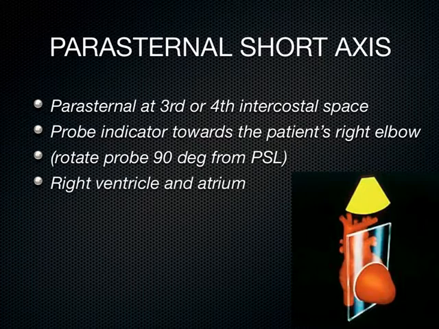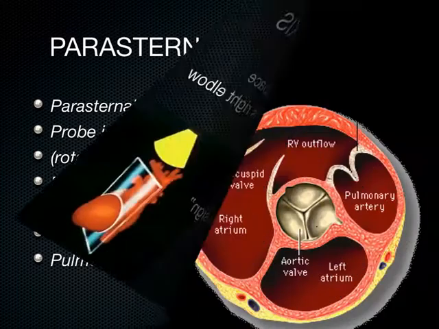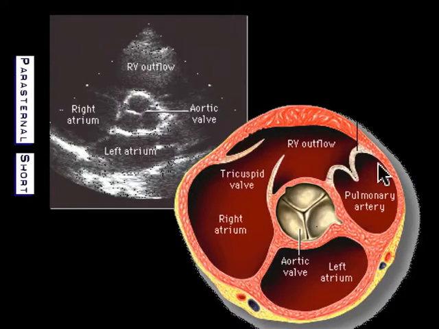And basically, you're going to see the right ventricle, you're going to see the atrium seen very easily, and also the left atrium. You can see down to the aortic valve, which is the Mercedes-Benz sign. Sometimes you can make out the pulmonary valve as well. This is a still image here of that Mercedes-Benz sign.